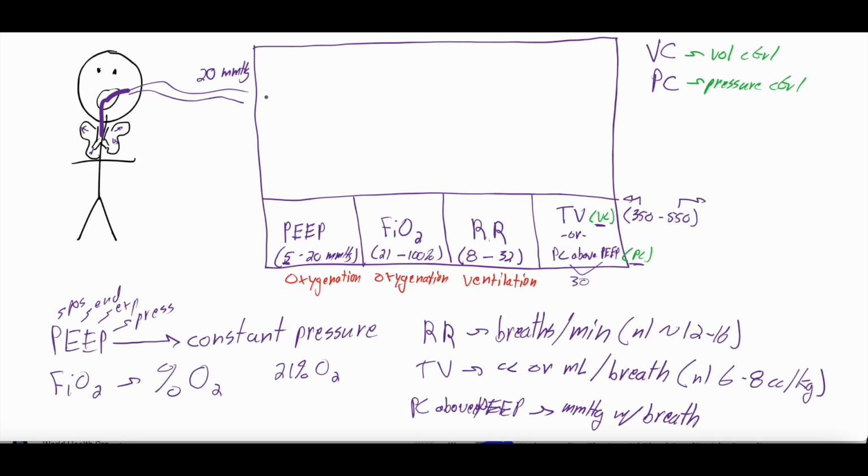All right. The mode of ventilation is typically on the ventilator somewhere, often in the top left corner, and it'll say, you know, volume control, pressure control, so maybe VC, maybe PC.